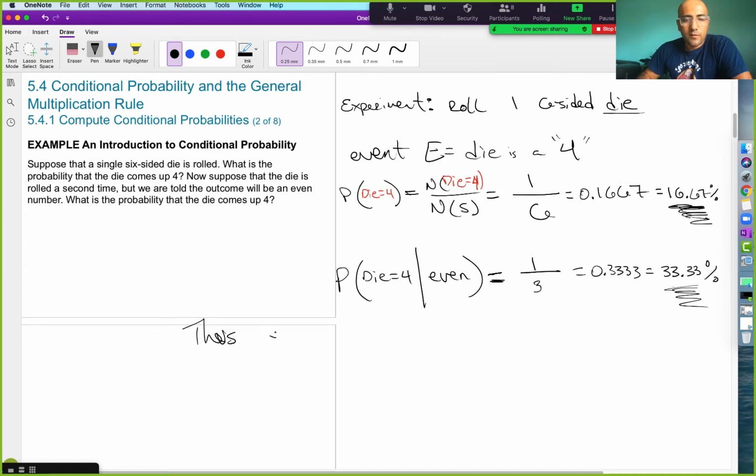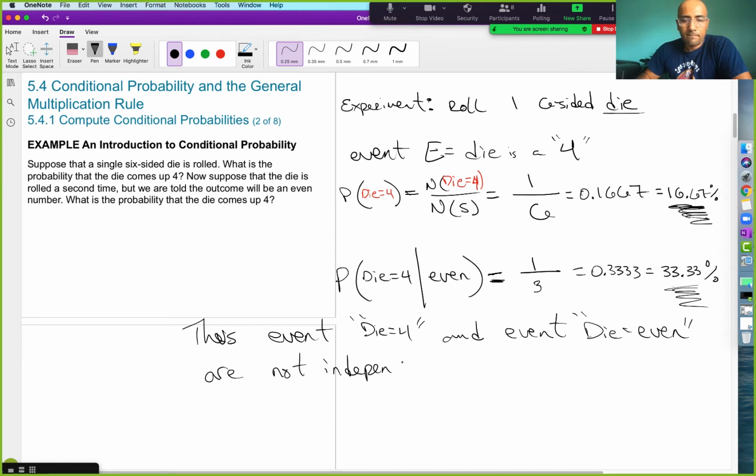Thus, event die equals 4 and event die is even are dependent, are not independent, or dependent.